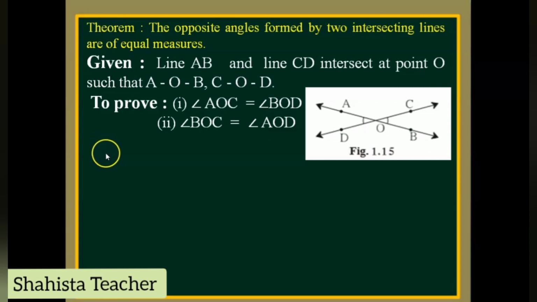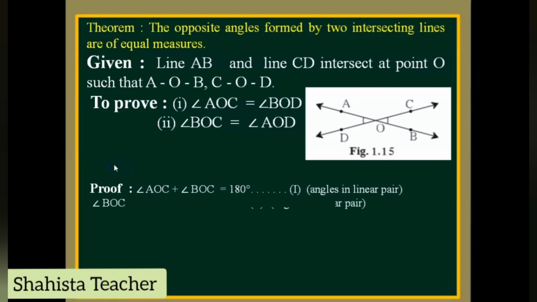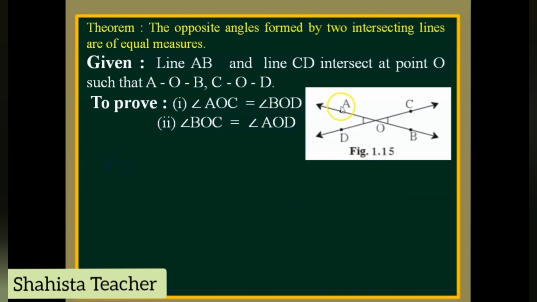After this we will write the proof. Proof means solution. The solution is like this: angle AOC plus angle AOD is equal to 180 degrees, a linear pair of angles. Angles forming a linear pair are known as linear pair angles. Similarly, angle AOC plus angle BOC is equal to 180 degrees, a linear pair.